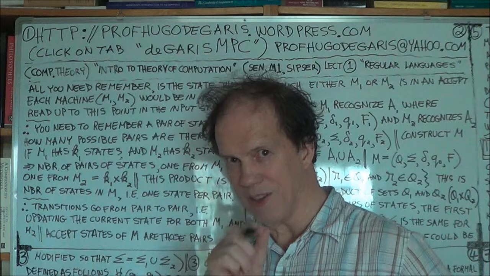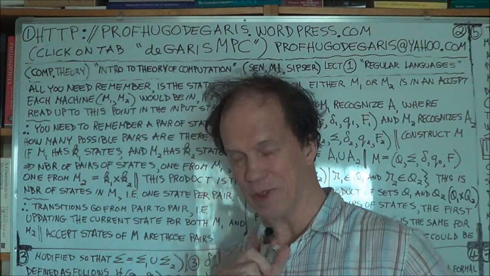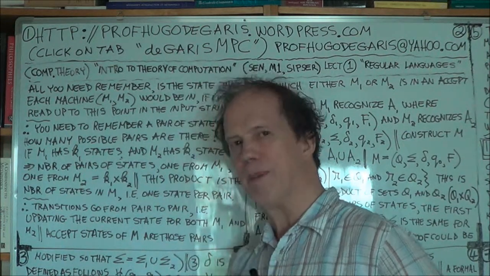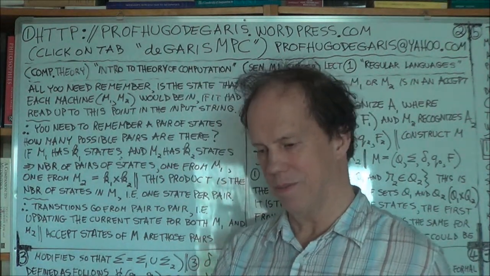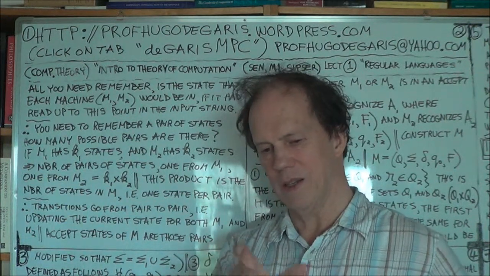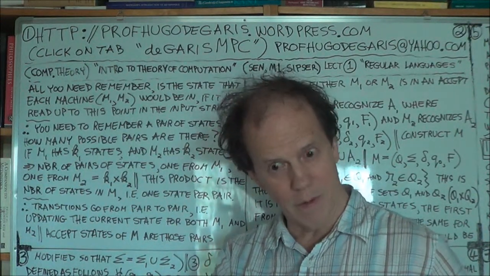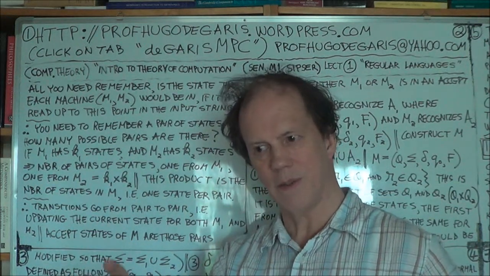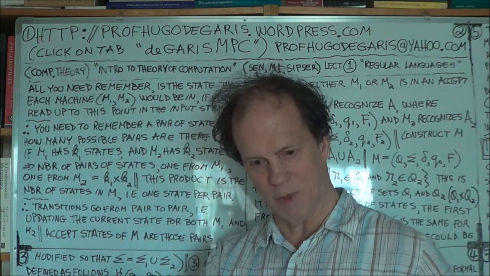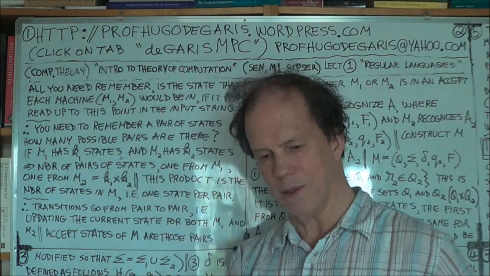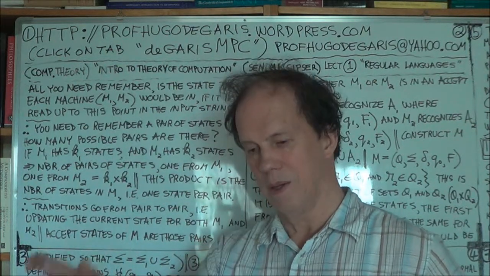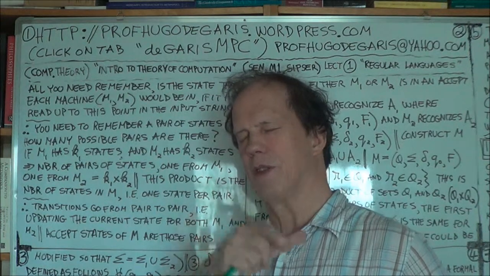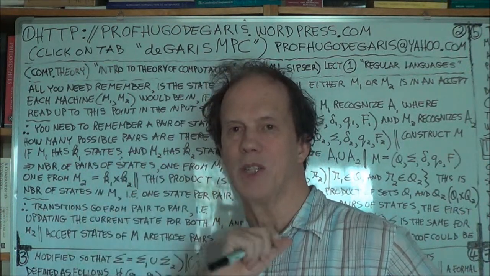I hope you followed that, because that's the core idea of this whole proof, in my view. Okay, so if you didn't follow it, rewind. Your transitions are changing the current state, which is a pair of states of machine M1 and M2, into a pair of next states of machine M1 and M2. And those two pairs are the current state of machine M and the next state of machine M.